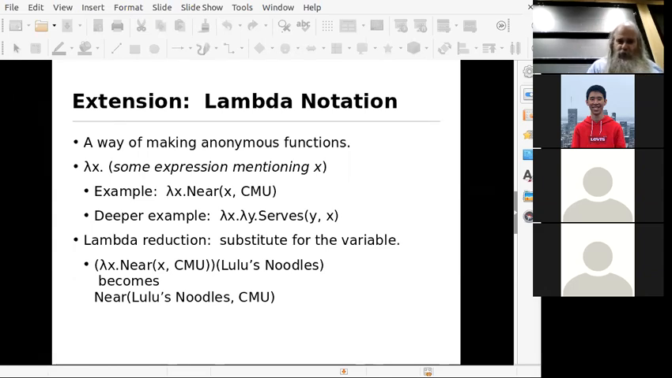So lambda reduction is just taking this lambda expression and applying it. Think about it as simple as that. In some classes, in fact in some programming classes, you would actually be given that as a homework assignment, and you have to be a little careful about making sure that the X remains a unique name, because if the expression that you're applying to, in this case it's simple, it's Lulu's noodles, but if that was a lambda expression that had an X in it, you have to be careful not to mix up the X's because they're actually different X's.